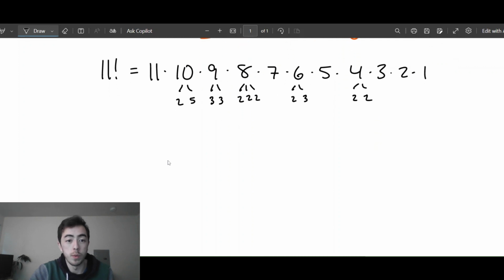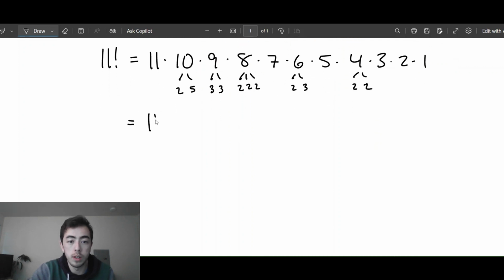Let's see how many primes we have. We have just the 1 11. We have just the 1 7. I think we have 2 5s, right? We have 1 here and 1 here, so 5 squared. We have a bunch of 3s. There's 1, 2, 3, 4, so 3 to the power of 4. And a lot of 2s. There's 1, 2, 3, 4, 5, 6, 7, 8.